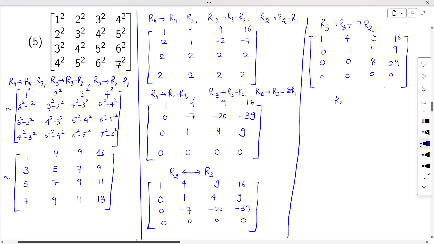Divide row 3 by 8. So we get this matrix: 1, 4, 9, 16, 0, 1, 4, 9, 0, 0, 1, 3, 0, 0, 0 and 0. And as there are 3 non-zero rows, the rank of this matrix is 3.